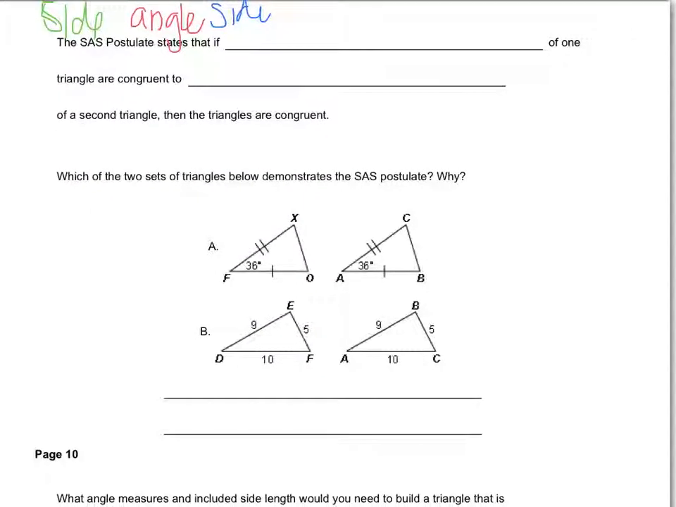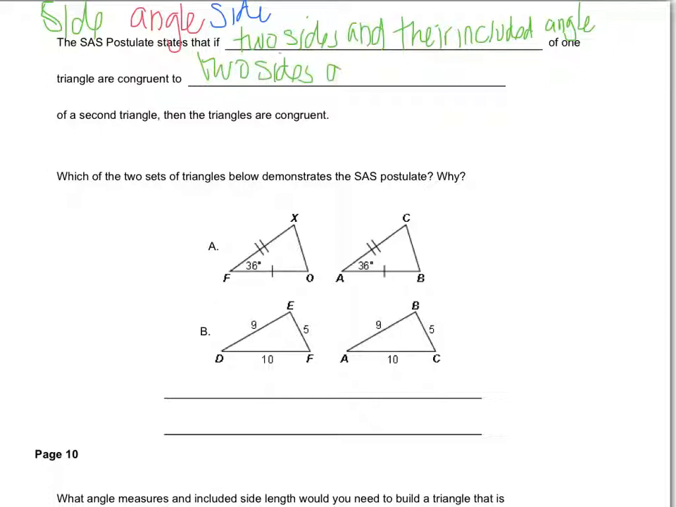So the side angle side postulate, the SAS postulate, states that if two sides and their included angle of one triangle are congruent to two sides and the included angle of a second triangle, then the triangles are congruent.